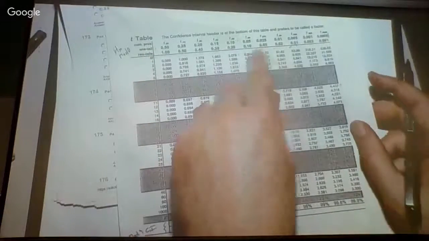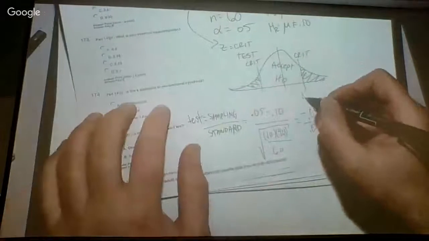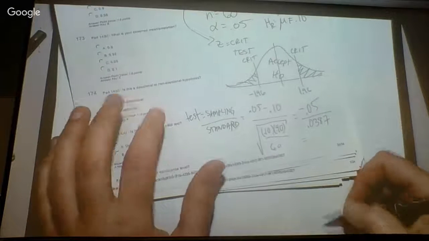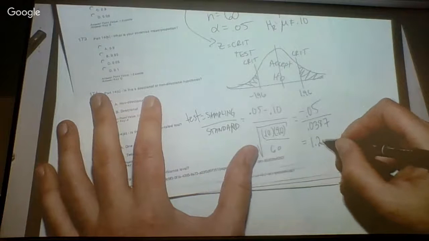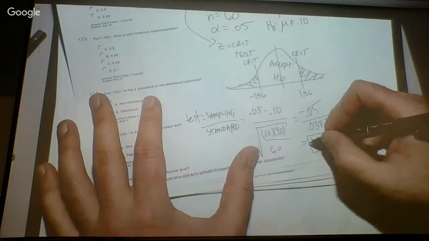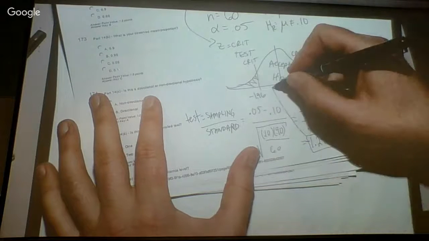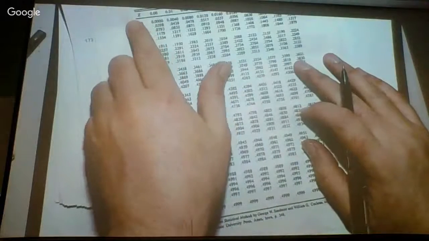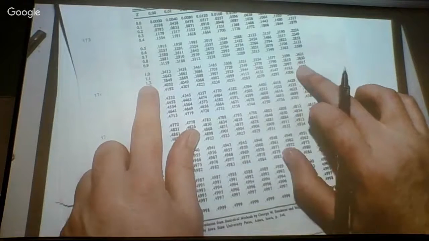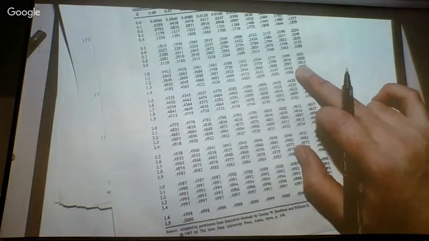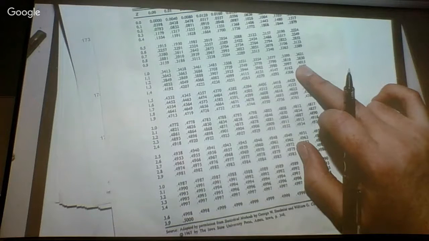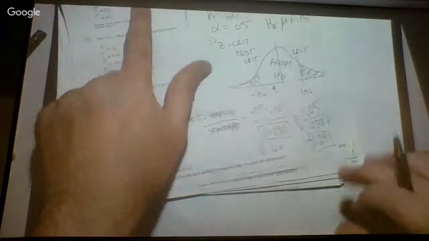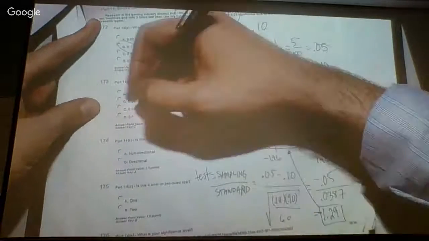Alpha is 0.05 for two-tailed tests. 1.96 and negative 1.96. This gets me a test statistic of about 1.2 something. 1.2 what? 9. Thank you. Negative. Oh, shoot, you're right. Negative 1.29. Let's accept the null. 1.29 means that my p-value is 0.1970. Twice that, subtract from 1. I expect 10%. I observe 5%.